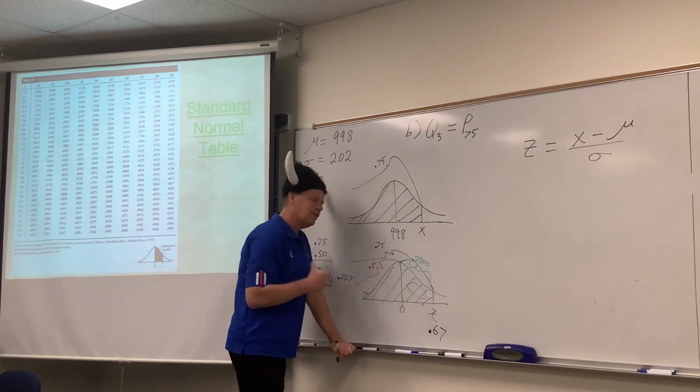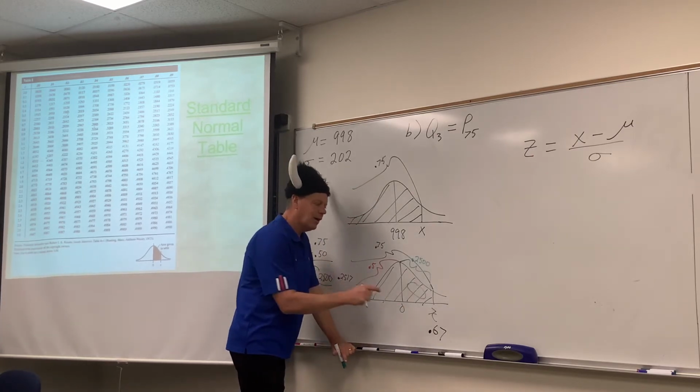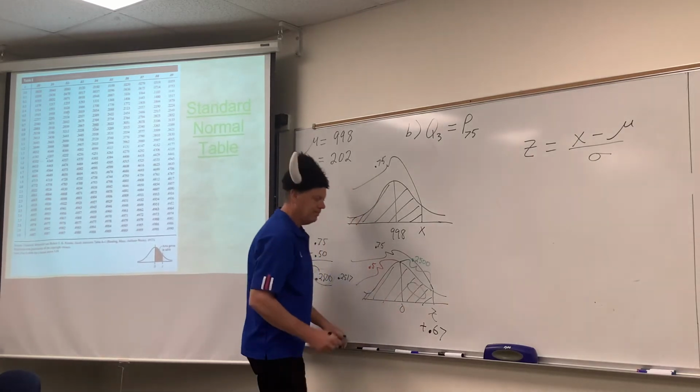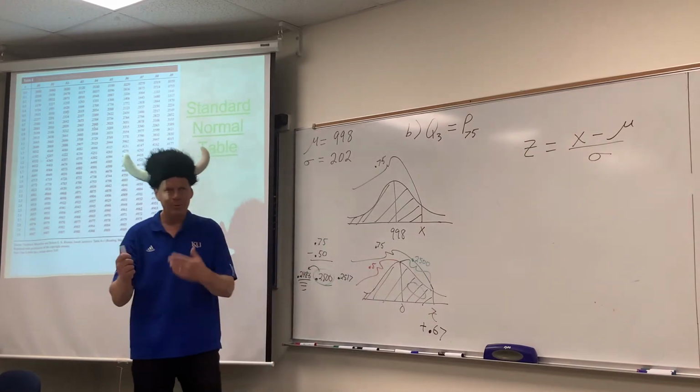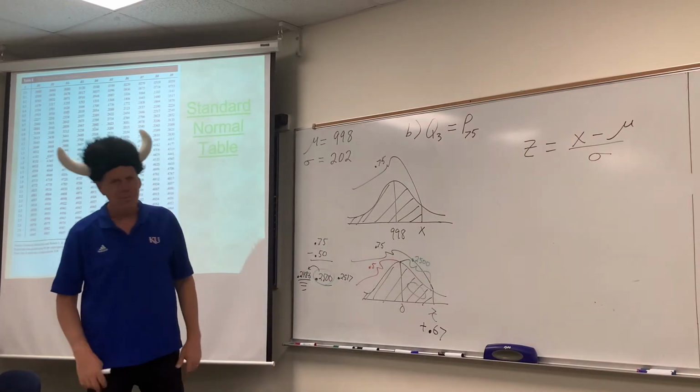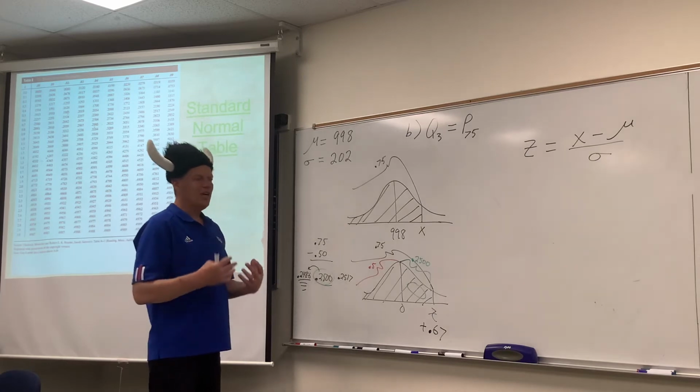Always be careful when you're talking about z-scores. What side are they on? This one's on the positive side. That's important. If you put negative, you'll be on the wrong side. It's all messed up. One number, and it changes everything.